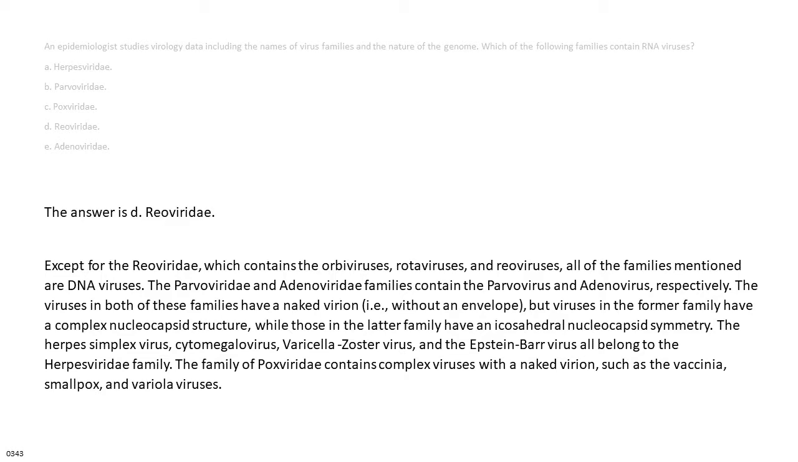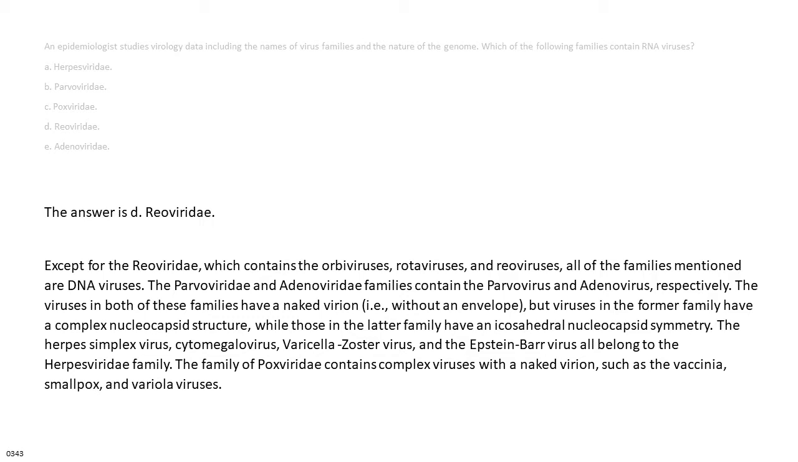The answer is D. Reoviridae. Except for the Reoviridae, which contains the orbiviruses, rotaviruses, and reoviruses, all of the families mentioned are DNA viruses. The Parvoviridae and Adenoviridae families contain the parvovirus and adenovirus, respectively. The viruses in both of these families have a naked virion, that is, without an envelope, but viruses in the former family have a complex nucleocapsid structure, while those in the latter family have an icosahedral nucleocapsid symmetry.